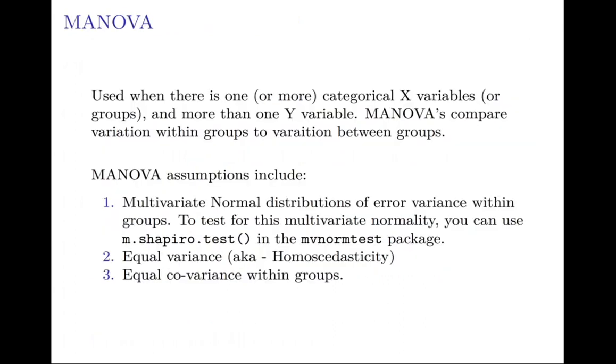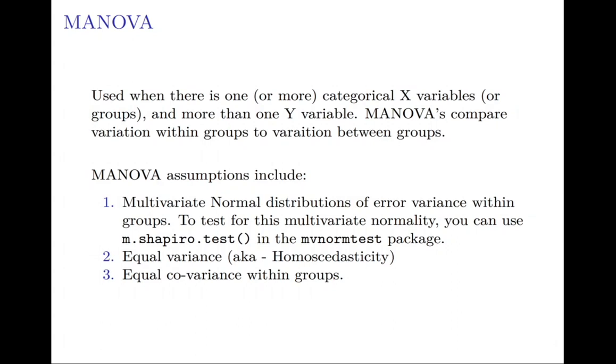Okay, and so we're going to start with some of our multivariate tests. So we're going to start with MANOVA, and this is used when there's one or more categorical X variables, and sometimes these are called groups, and more than one Y variable. So MANOVAs compare variation within groups to variation between groups. So similar to an ANOVA, but multivariate.